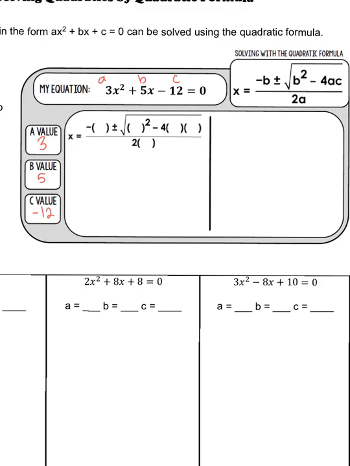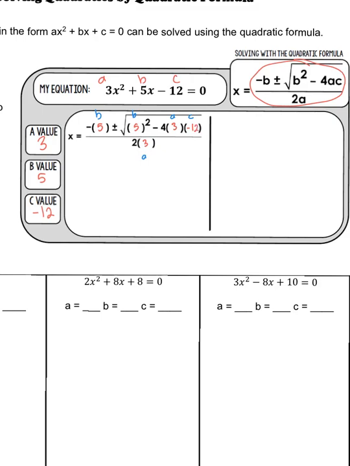So you have the equation here. You're just going to substitute your A, B, and C. So you don't have to write this. I'm just going to do this to help us remember where I'm going to plug one in. So the B is 5. So everywhere I see a B, I'm going to put a 5. My A is 3. And then my C is -12.